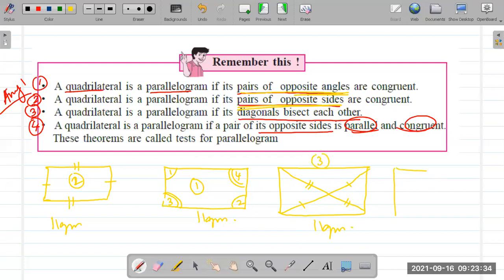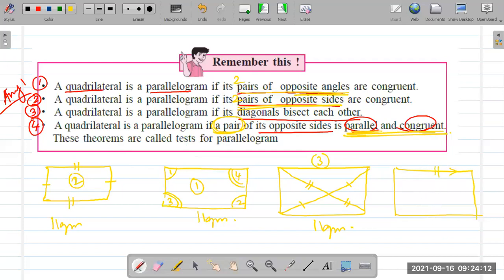And then the fourth property says, for a given quadrilateral, if the opposite sides are parallel and congruent, okay, only parallel is not enough. If they are parallel and congruent, only one pair, okay, only one pair. Concentrate. Here we are looking at only one pair. In the first and second, we are looking at two pairs.